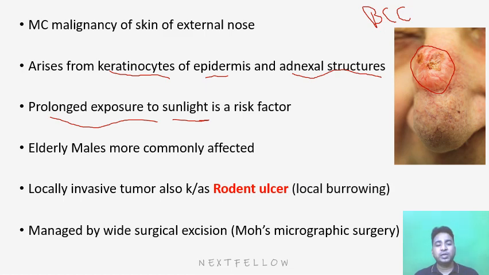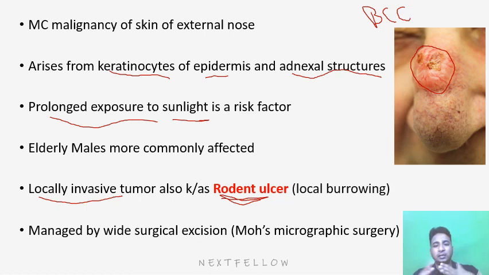It is also known as rodent ulcer. Why is this known as rodent ulcer? Because it does local burrowing. That means, like how we see mice or rodents go inside the sand or the land, they will dig out a hole, make a burrow and go inside. That is how this BCC presents. It will make a local burrow, go inside the skin and then expand. So that's why it is known as rodent ulcer.